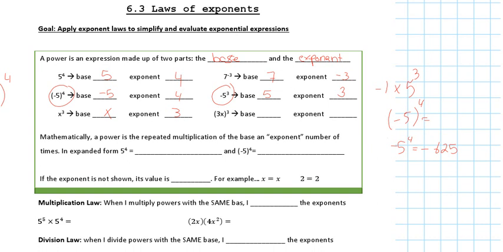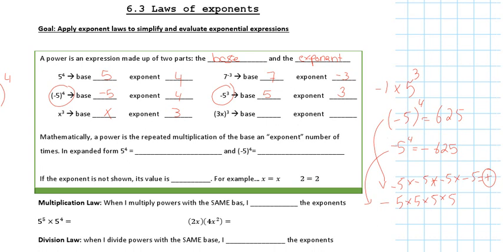So you see the difference? In this case, I'm multiplying -5 by -5 by -5 by -5. Negative and negative makes positive, times negative is negative, times negative is positive, right? So I'm gonna end up with a positive answer. This one, I have -5 times 5 times 5 times 5, because for this one my base is just 5. Are you cool with that?